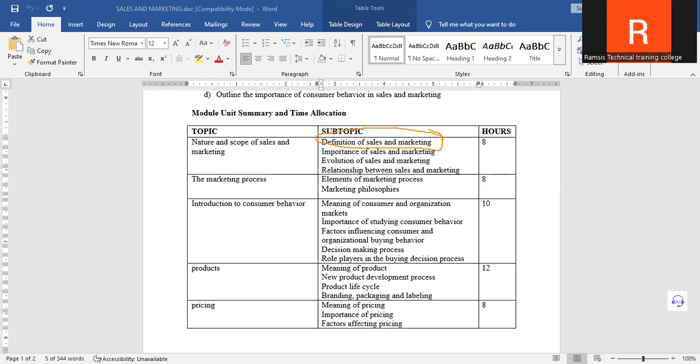Then you have got exchange. This is the act of obtaining a desired object from someone by offering something in return. And then you have transactions and relationships. These are created mainly through satisfaction of consumers' needs and wants. And then you have got markets. The concept of exchange and relationships led to the concept of market. These buyers share a particular need or want that can be satisfied through exchange relationships. So that's why we're saying that marketing is very important in our organization.